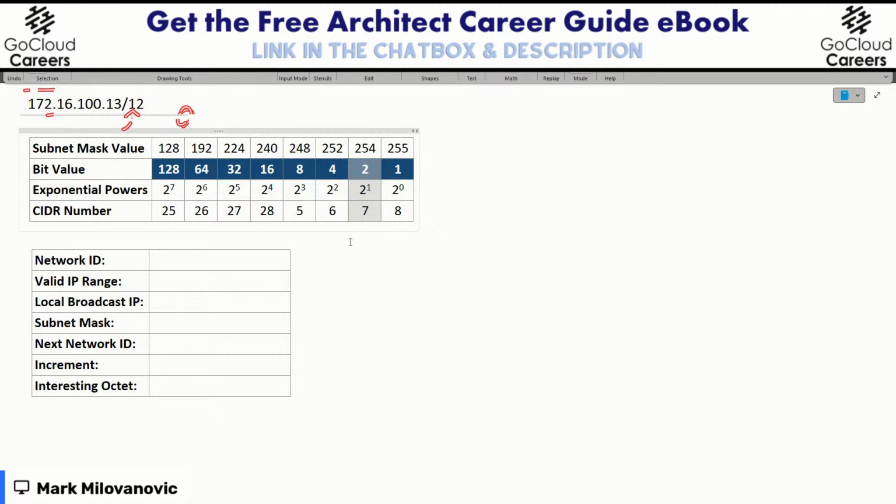We're not going out and trying to calculate the entire 32 bits at once. We're breaking it up in 4 octets. So four sections of 8 bits each.